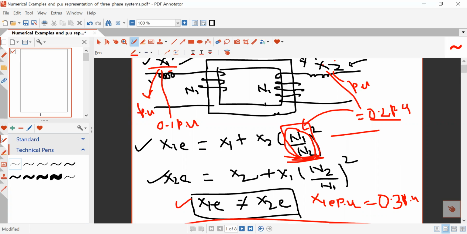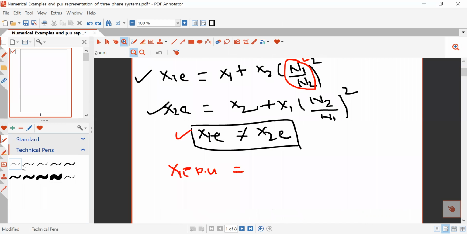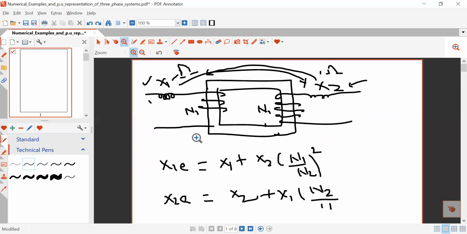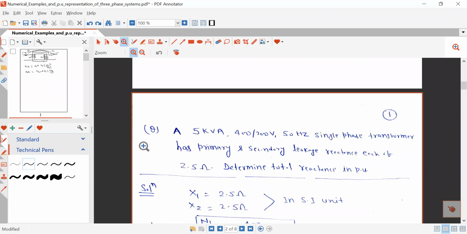Now I am going to discuss this concept through one numerical example which I have considered in this lecture. The question is: there is a single phase transformer. This is the question.